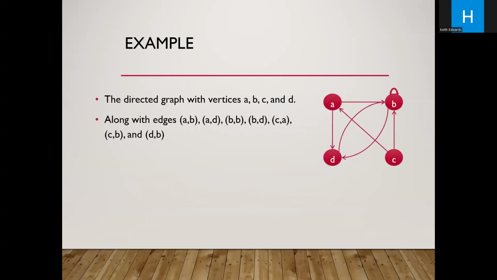So in this directed graph, we have the edges AB because there's an arrow from A to B, AD because there's an arrow from A to D, BB, that's a reflexive one, BD, because there's an arrow going from B to D, and there are no other arrows for B. For C, we have CA and CB, and for D, we have only going to B. That's the only outward arrow from D.